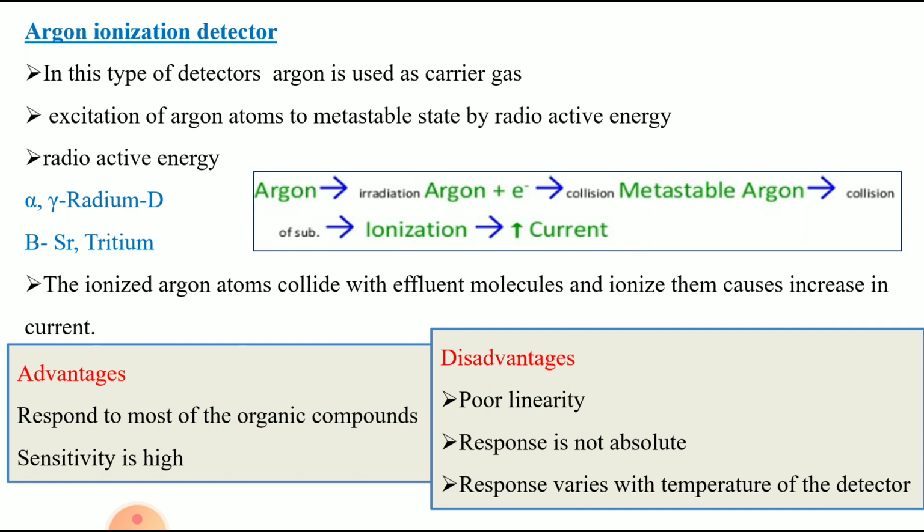So when this radioactive energy from the beta, gamma, or alpha particles is irradiated onto our carrier gas, it causes the ionization of the argon to metastable ions. The produced metastable ions collide with the column effluent, nothing but the analyte, and cause the ionization of the analyte. At that time the electrons are produced. Because of these electrons, the current is induced. So if more ions are produced, meaning more analyte has reached the detector, more current is generated.